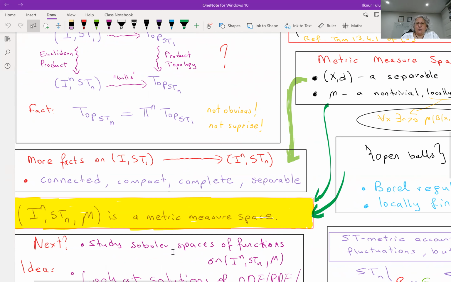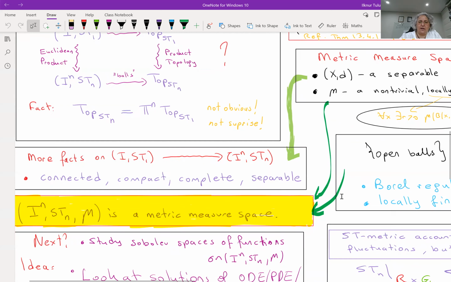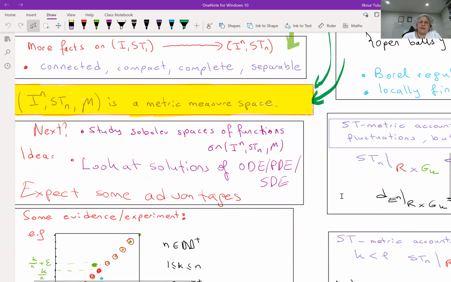So what is the next thing to do? Why am I interested in this particular metric measure space? That is the next thing that I would like to explain a little. The next idea is that I want to study Sobolev spaces of the functions defined on these metric measure spaces, and then look at the solutions of the differential equations. I expect some advantages. And I want to explain why I am expecting some advantages in calculating the solutions of the differential equations on this particular metric measure space.